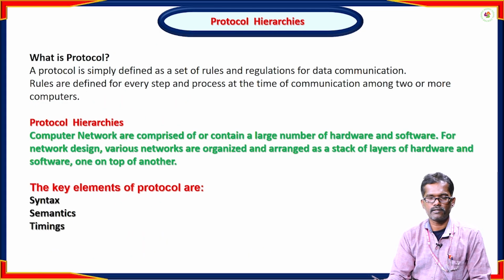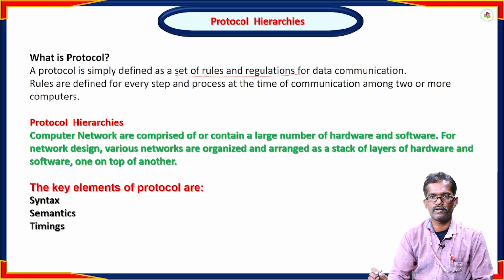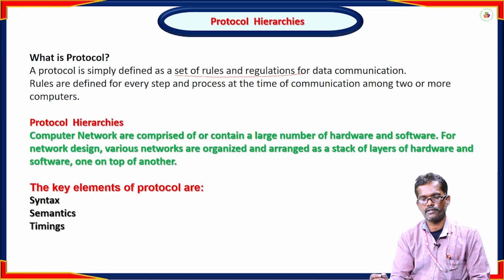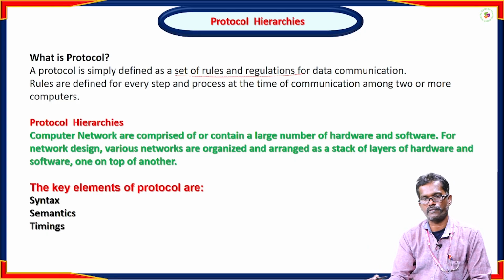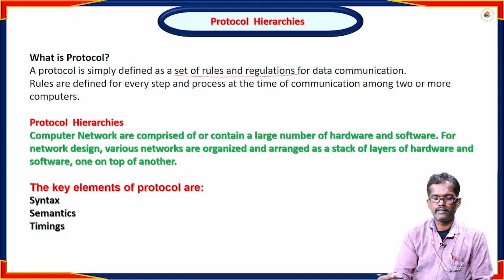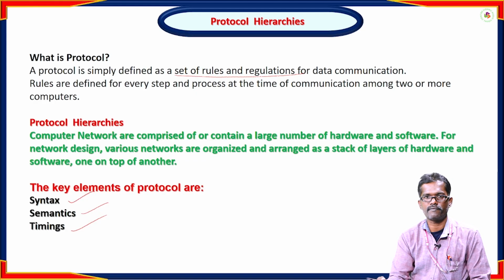These are the protocol hierarchies we have seen in the last class; we will just revise it. A protocol is a set of rules and regulations for data communications. In protocol hierarchies, a large number of different hardware and different types of software are integrated in a single layering. For each layer we have different hardware networking and different software, and different protocol sections. The key elements of a protocol are syntax, semantics, and timing: the format in which we write the program, the way of sending the message, what time it should be sent and received, and the speed. Everything is required from this.